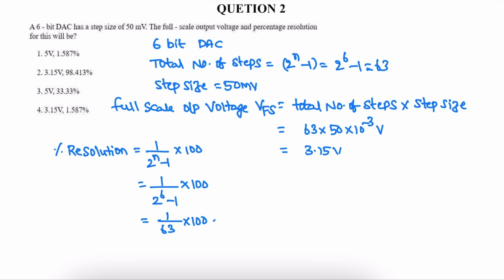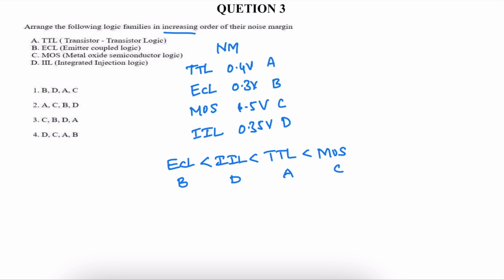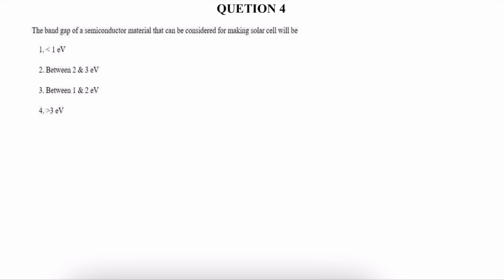So they asked us to arrange in increasing order. Least value is for ECL, next integrated injection logic, followed by transistor logic, and finally highest for MOS. So that is B, D, A, and then C. B, D, A, C. Option 1. Next question.